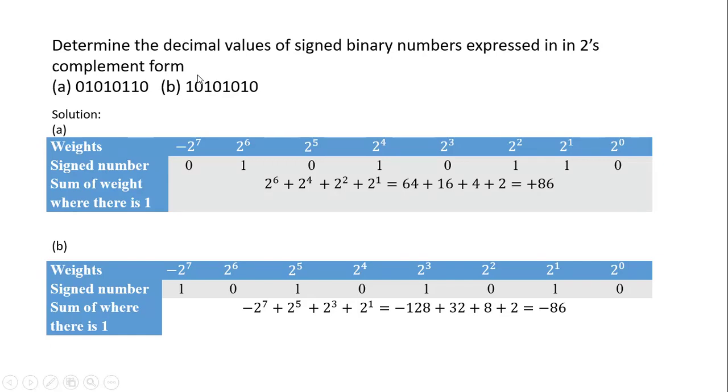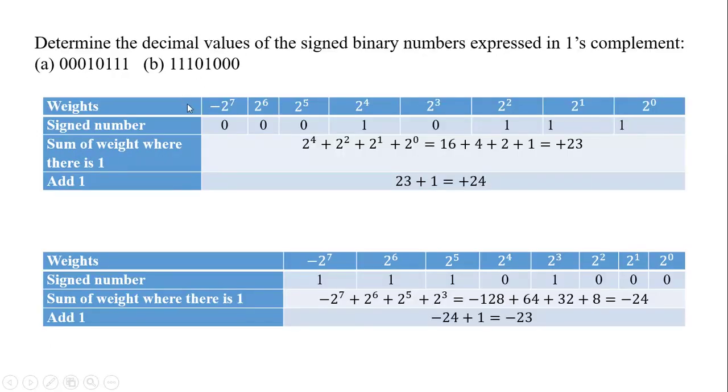For this number, this is a negative number because the sign bit is 1. So these are the weights. Again, this is ones complement form, so we assign a negative value to the sign bit. So minus 2 raised to power 7. This is the given signed binary number, and we take the sum of weights where there is 1.